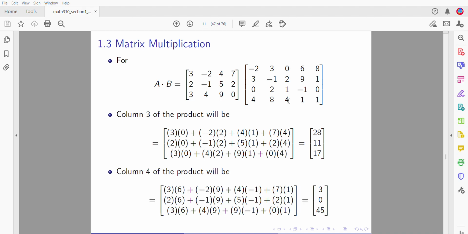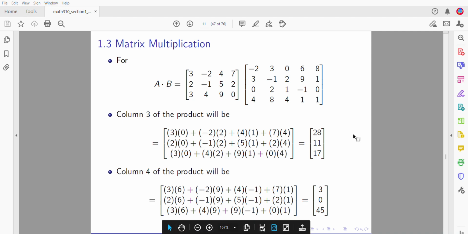Likewise, column 4. At this point, you know how to do this. Ignore all the other columns. Just focus on this column. Go across with A, down with the column. Across with the A, down with the column. Across with the A, down with the column. So go across and down, and that's the result with column 4.